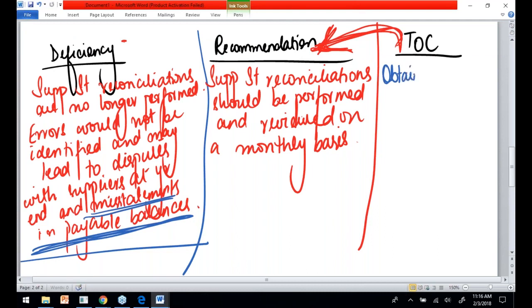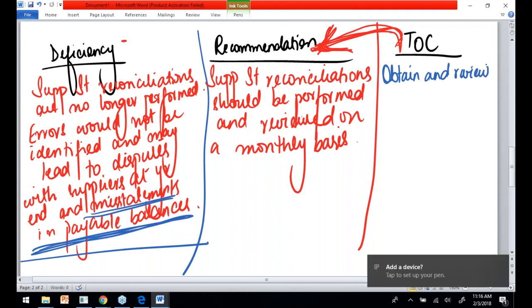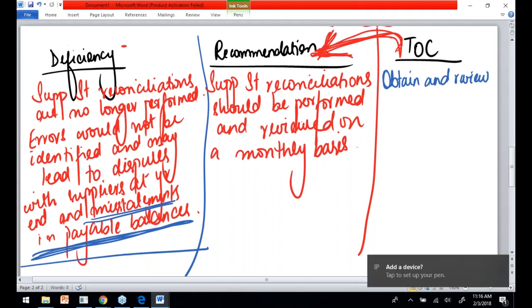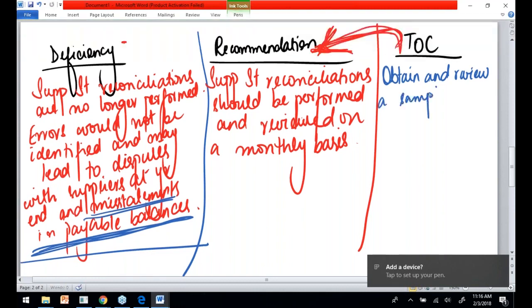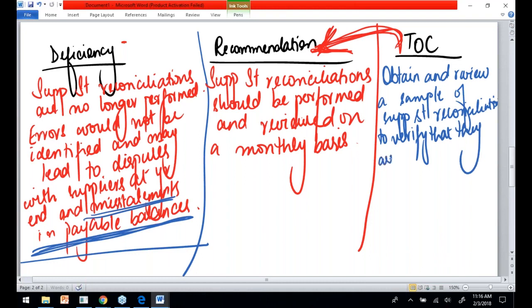Obtain and review a sample of supplier statement reconciliations to verify that they are prepared and reviewed regularly.